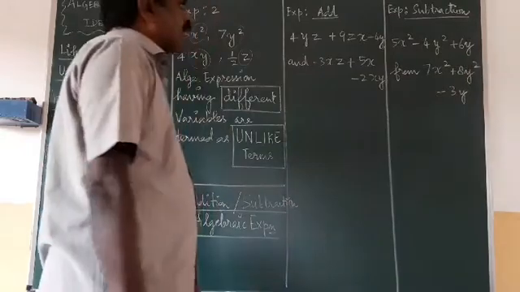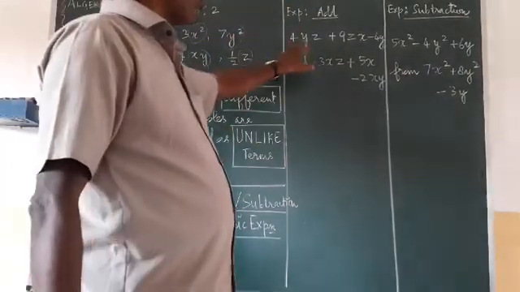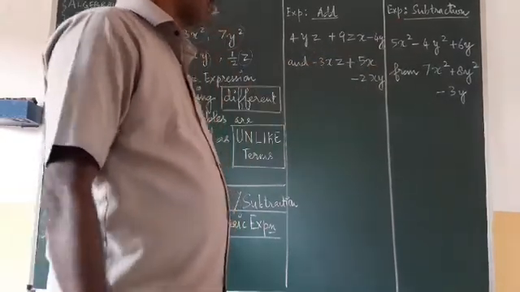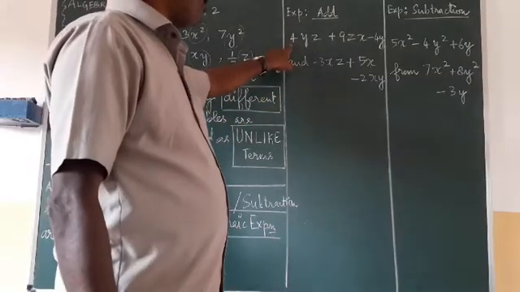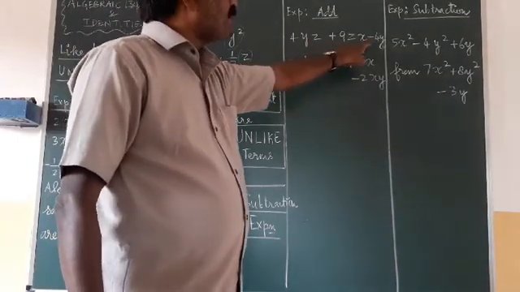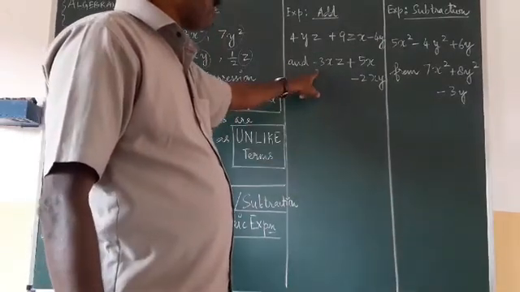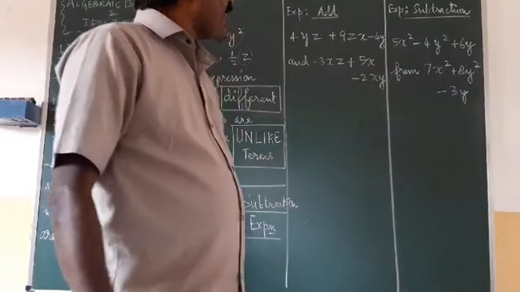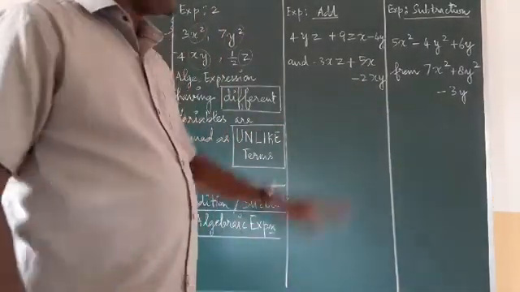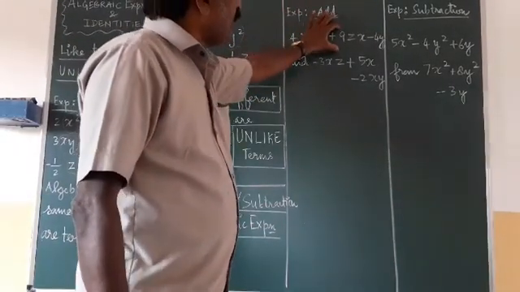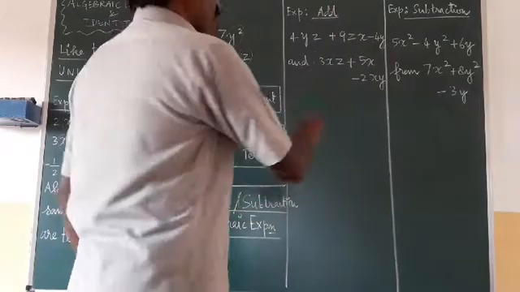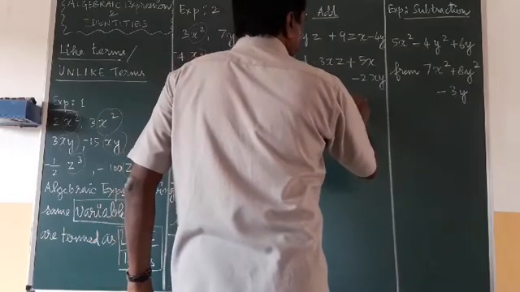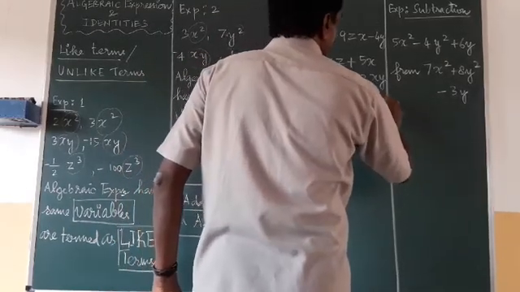One example I have written, you see, addition example: 4yz plus 9zx minus 4y, and the second expression, minus 3xz plus 5x minus 2xy. Okay, you have to add these. First expression is 4yz plus 9zx minus 4y. First you write it like this: 4yz plus 9zx minus 4y.